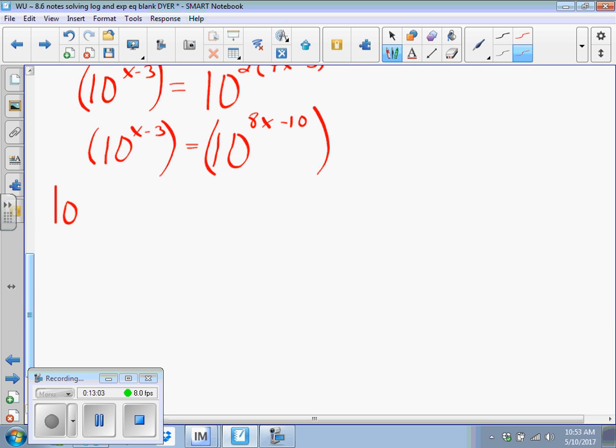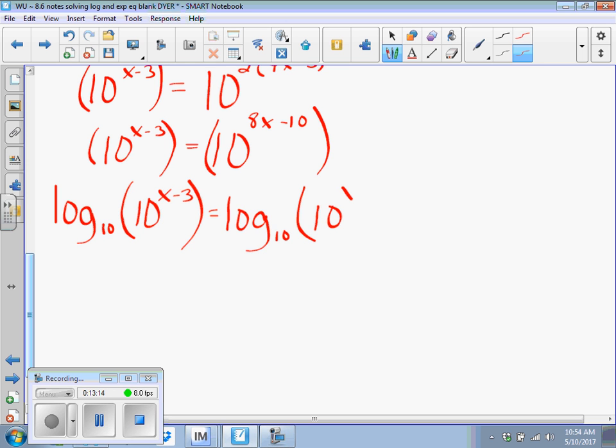So log base 10 of 10 to the x minus 3 equals log base 10 of 10 to the 8x minus 10. So log base 10 of 10 cancels on both sides. That cancels and that cancels, which is the reason why we changed that to 10 squared. So that released the exponents on both sides. So we only have x minus 3 equals 8x minus 10. Now that's just a regular equation solved.